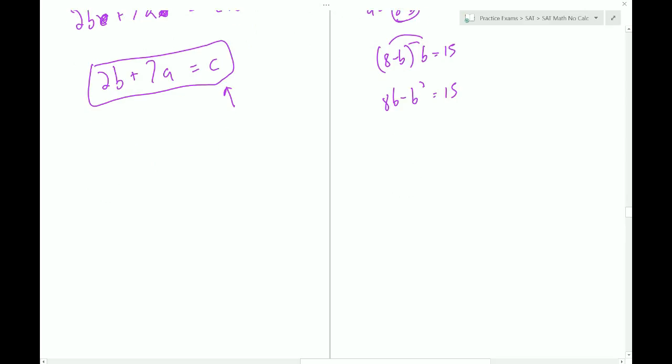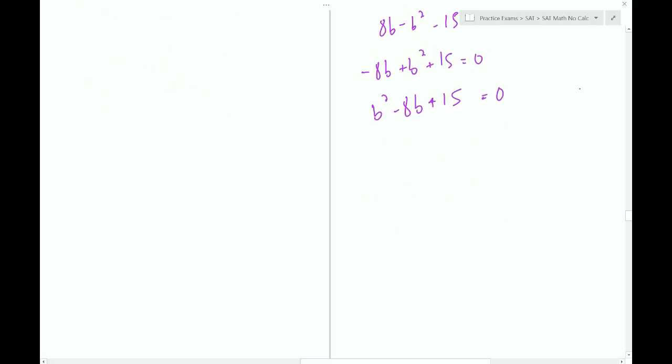Then I swing the 15 over. So 8b minus b squared minus 15 equals 0. Then I switch every single sign. So I get minus 8b plus b squared plus 15 equals 0. Rearrange it so that it's in a nice order. Of course, you move the sign along with the number. So, for example, this would be moved with its sign in front.